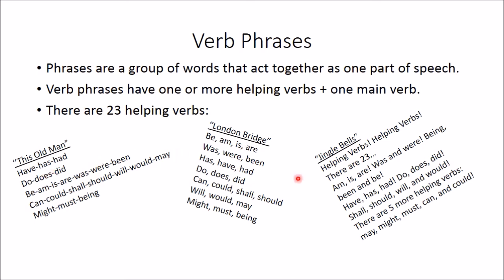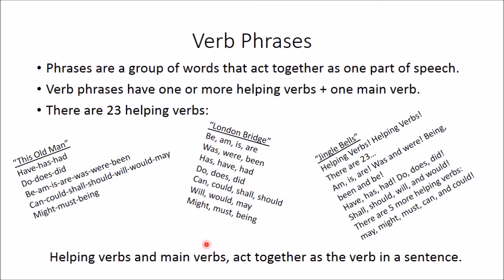These all have different orders because they go with the songs, but you know these. All of you know these 23 helping verbs. All right? If you have helping verbs together with main verbs, those words are going to act together and they're going to be the verb in the sentence. They're going to act as one part of speech. And then you call that a verb phrase.